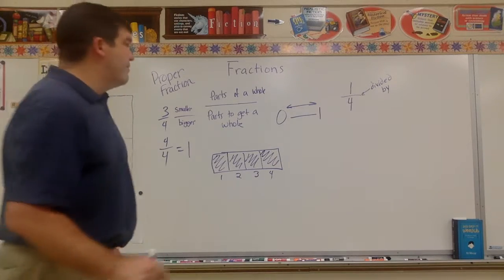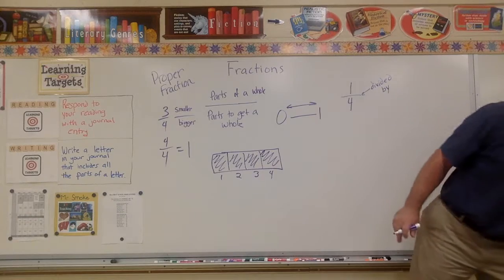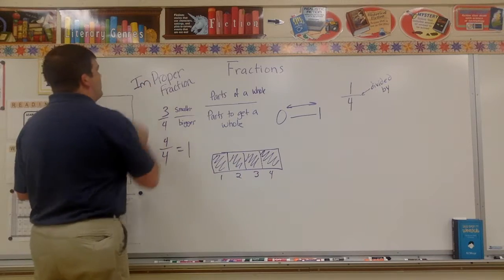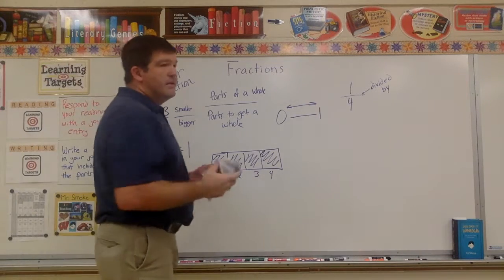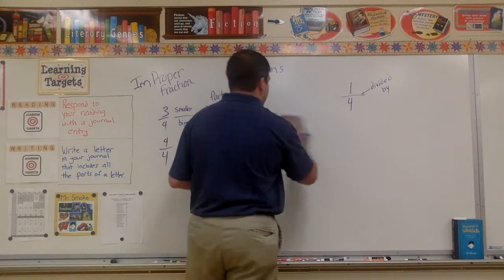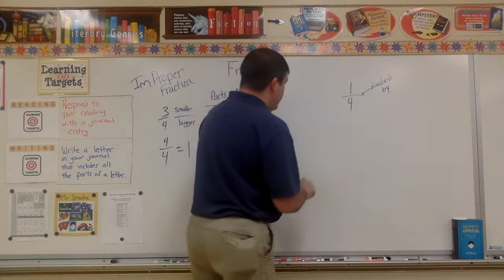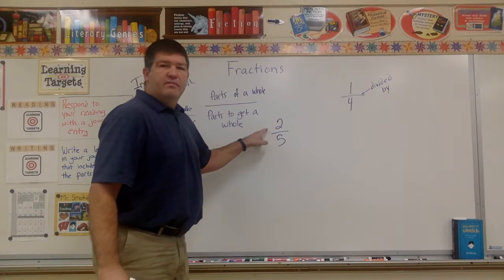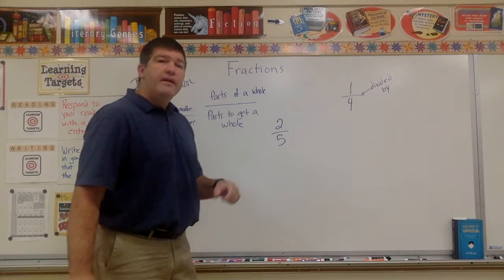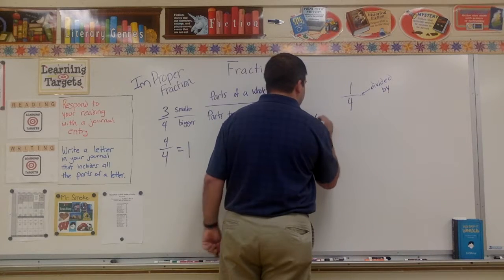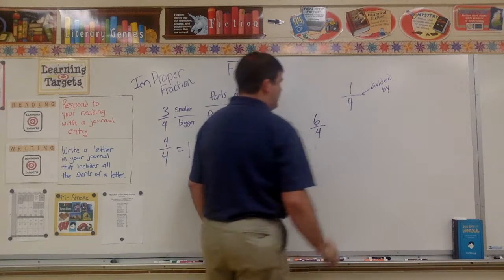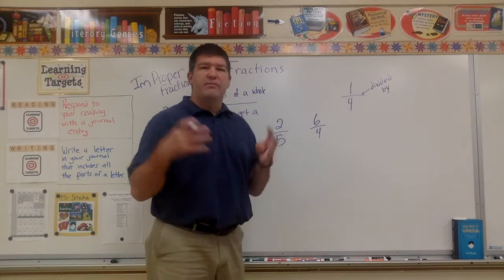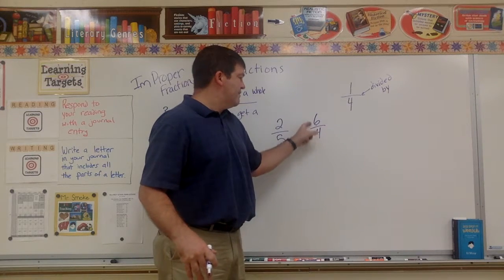Now, there's another name for a fraction. Instead of a proper fraction, you could have an improper fraction. So that im means not proper. Okay? So let's look at that. Proper would be like 2/5. Smaller number on top, bigger number at the bottom. Improper would be 6/4. When you have an improper, it means you have some whole numbers in that.